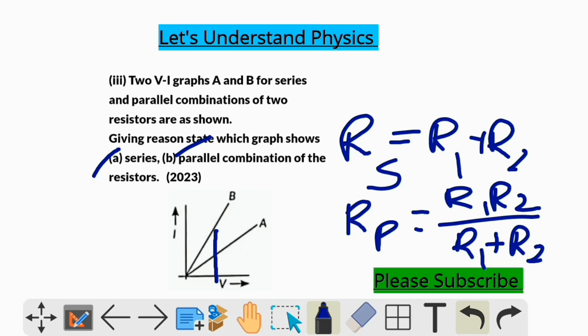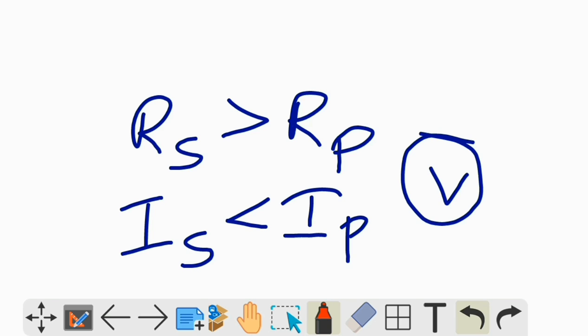For the same potential difference, just draw a perpendicular like this. Then you can take a perpendicular from current like this. Then you mark I1 and I2. So I1 is the current for A combination and I2 is for B combination. So if you observe from the graph, I1 is less than I2, isn't it? I1 is less than I2.